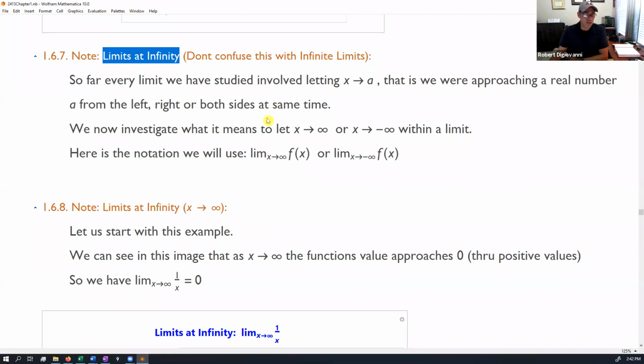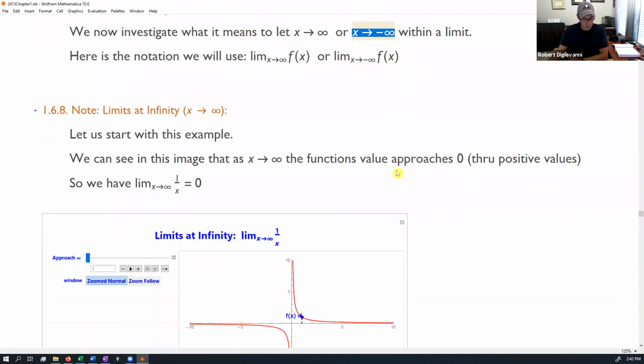What's going to change here is that, up to this point, every time we've been letting x approach a number, like 0 or 2 or -2, and maybe from the left or from the right. Now we're going to allow x to head to infinity or to negative infinity. What does that mean visually, geometrically? So let's take a look.